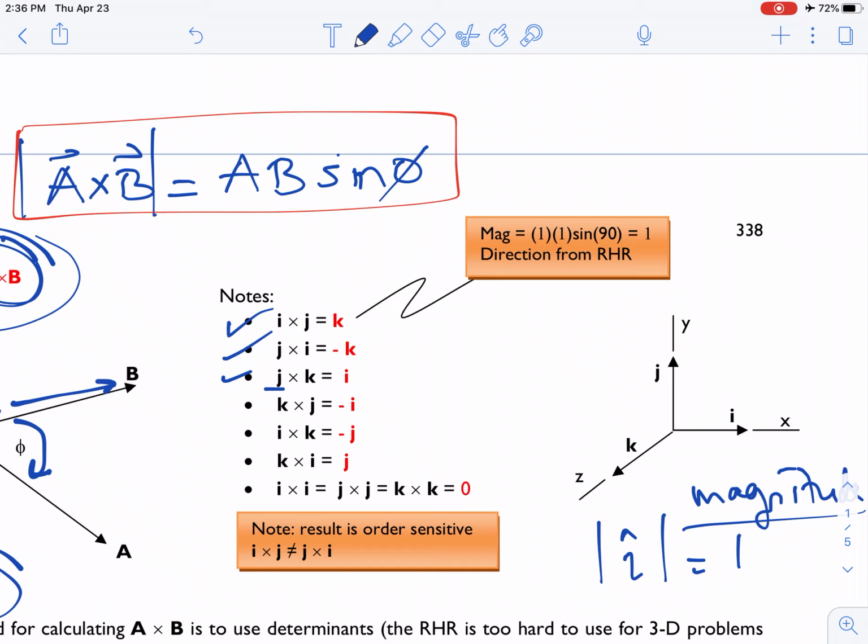So you have j cross k hat. You are going to curl your four fingers towards k hat. So you make your palm point to the second vector. It's very important: point to the second vector in the cross product, which in this case is the k vector, k hat, right?